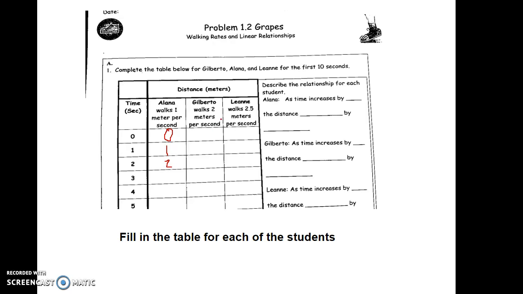And for Gilberto, he's a little different. See, he also starts at 0, because at 0 seconds, he hasn't walked yet. After 1 second, he's going to be 2 meters in. So for every second, he walks 2 meters. So that means after 2 seconds, it will be 4. And if you would, please complete this table for Alana, Gilberto, and also Leanne, and then we'll move on from there.